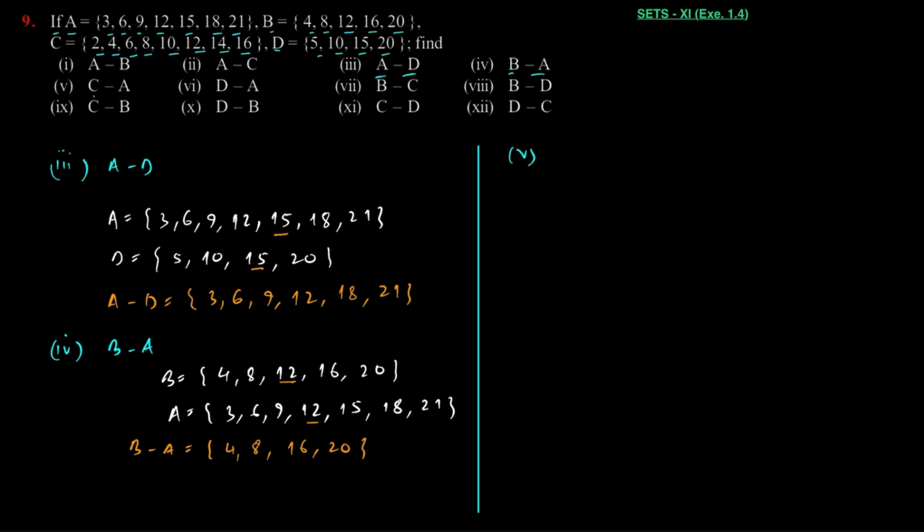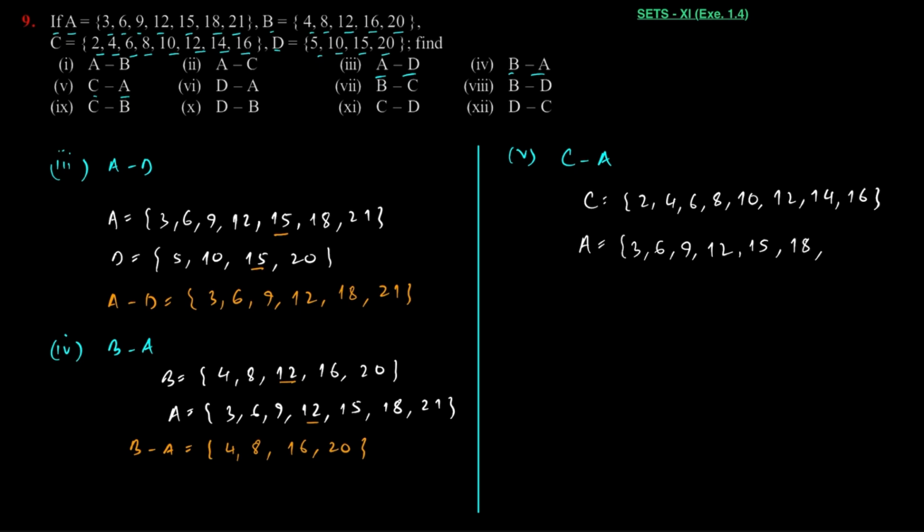Part number 5. What is C minus A? Set C is having elements as 2, 4, 6, 8, 10, 12, 14, 16, which means all even numbers up to 16. And what is set A? It is having elements as 3, 6, 9, 12, 15, 18, and 21, which means first 7 multiples of 3.